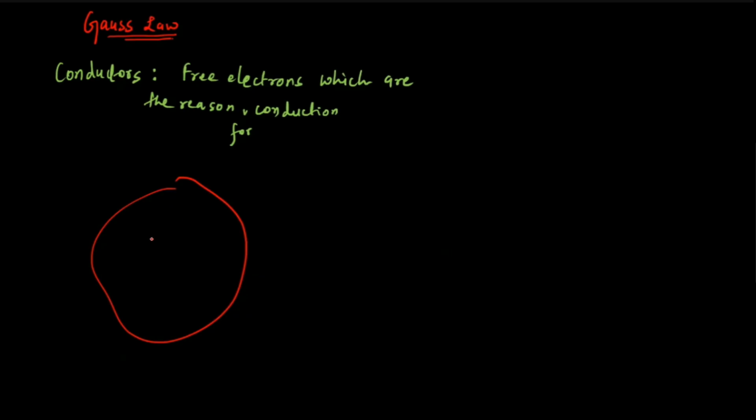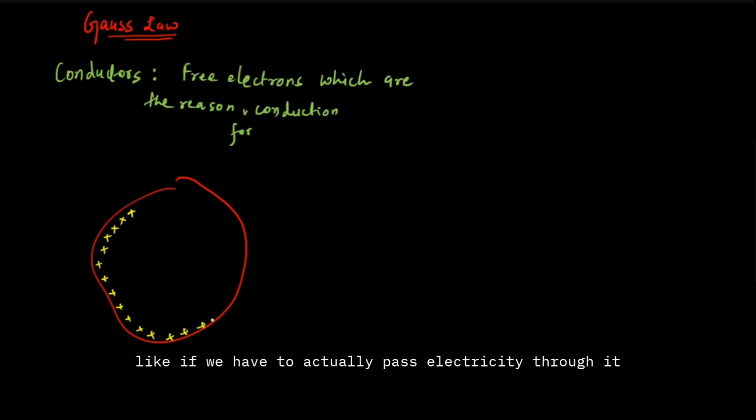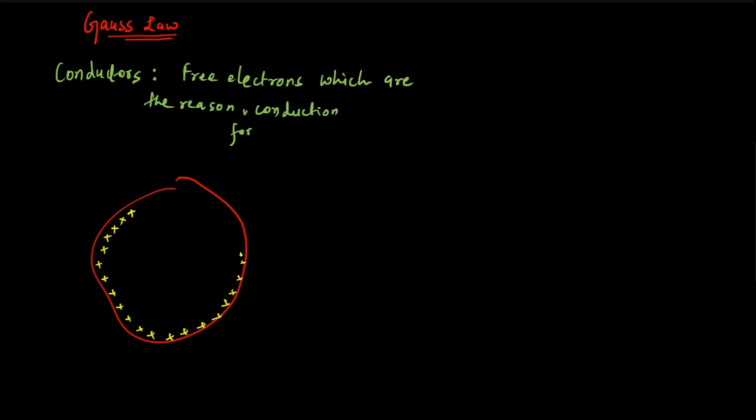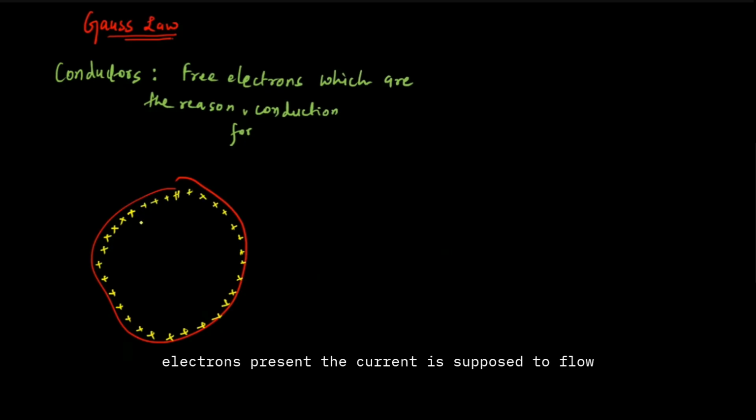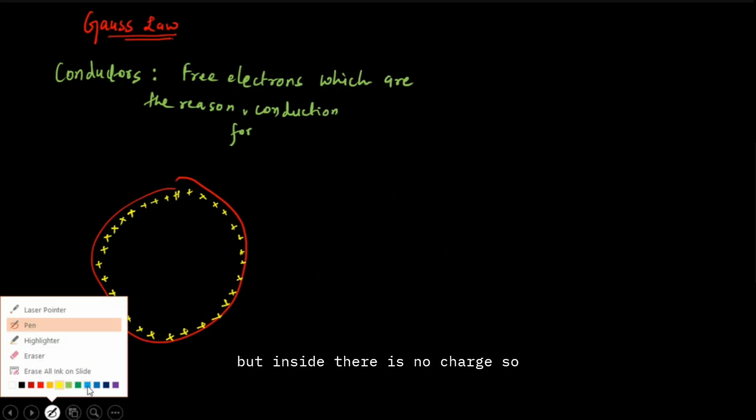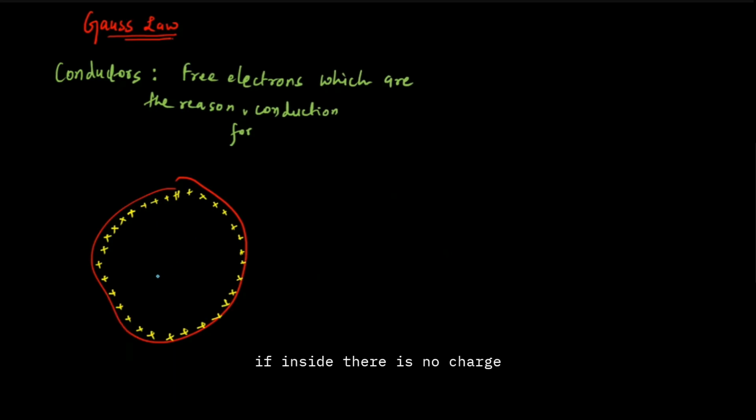We just try to understand how charges are spread across the conductor. Charges are never spread inside the conductor. They are present on the surface only. If we have to pass electricity through it, we connect the conductor, and through its surface, as there are free electrons present, the current flows. But inside there is no charge. So if inside there is no charge, we can say the electric field inside the conductor is zero.